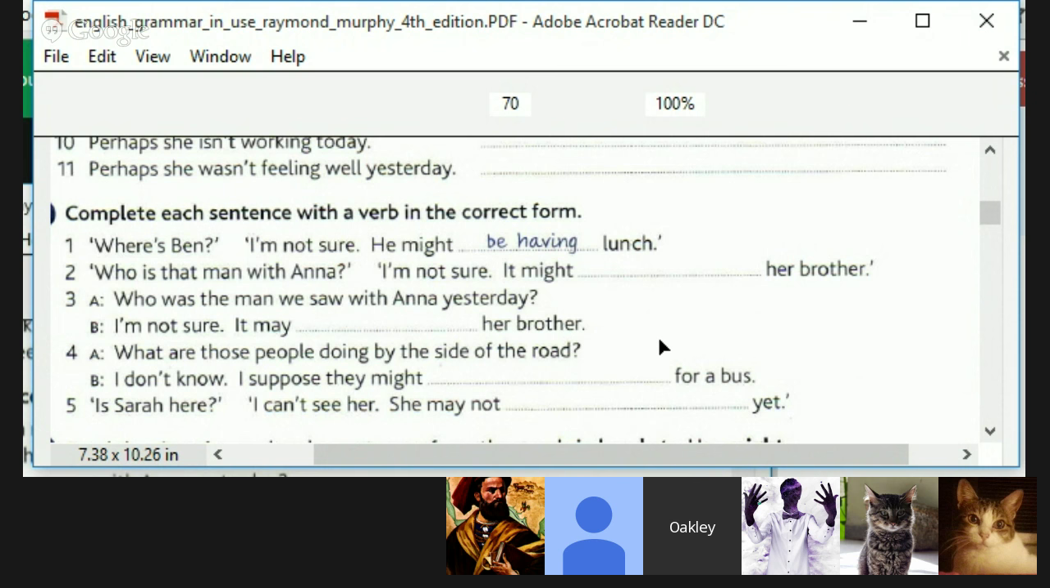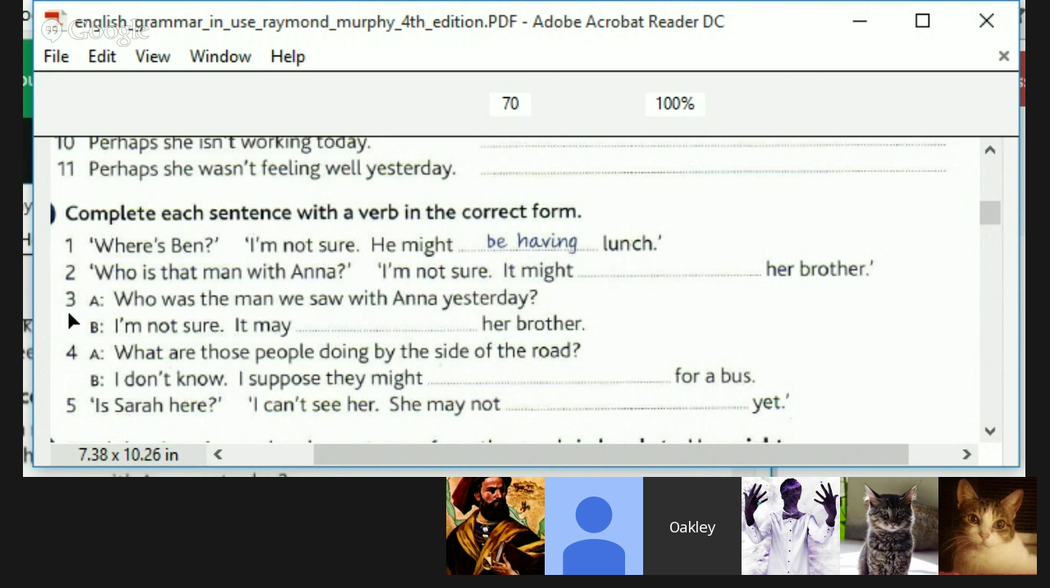Okay. Who is that man with Anna? I'm not sure. It might be her brother. That's it. Okay, straightforward, present tense. Okay, very good. Carolina, number 3.